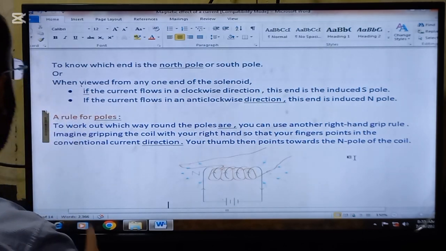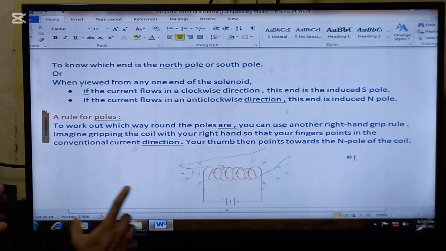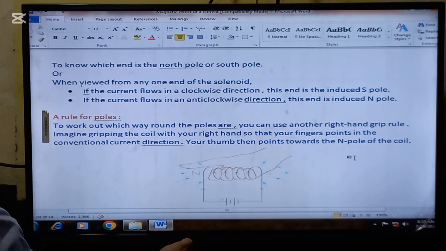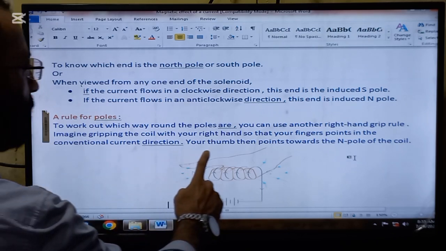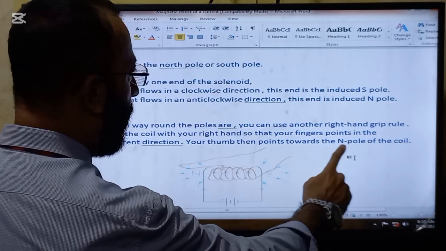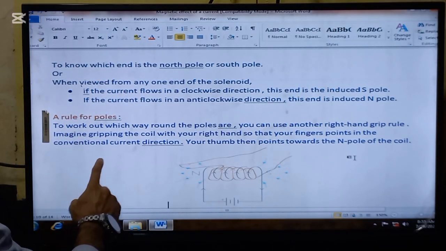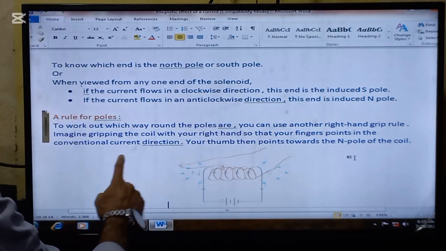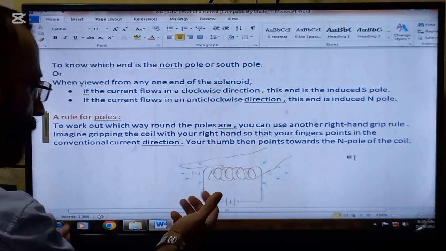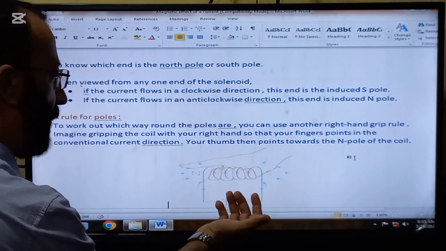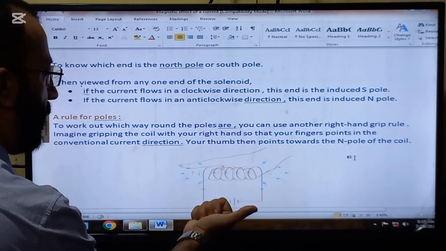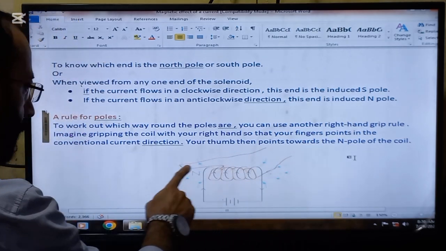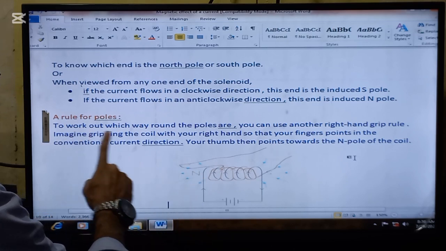These points are to be noted. Rule for the poles. Here you are going to read a rule that is called the right hand rule. To work out which way around the poles are, you can use another right hand grip rule. Imagine gripping the coil with your right hand so that your fingers point in the conventional current direction. Your thumb then points towards the north pole. So this is called the right hand rule.